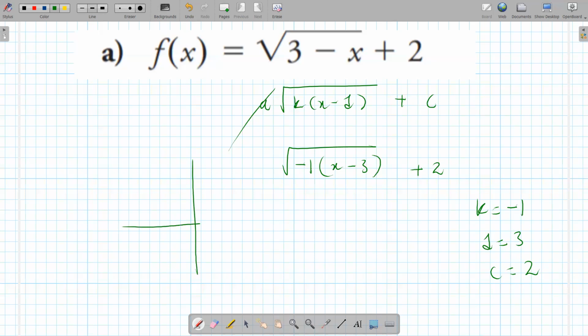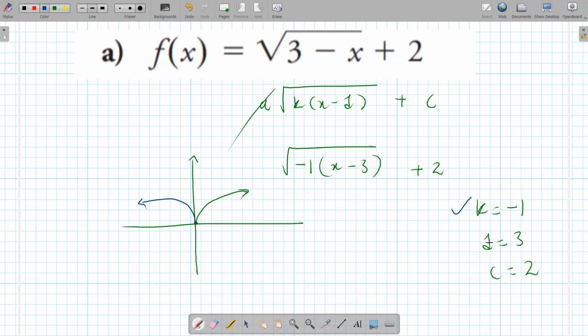So if this was the parent function, what happens to it? What's the first thing that happens to it? A vertical stretch. No, no vertical stretch here. A reflection on the y-axis. Yeah, so it's called reflection on the y-axis or over the y-axis, okay? The blue one is right there.